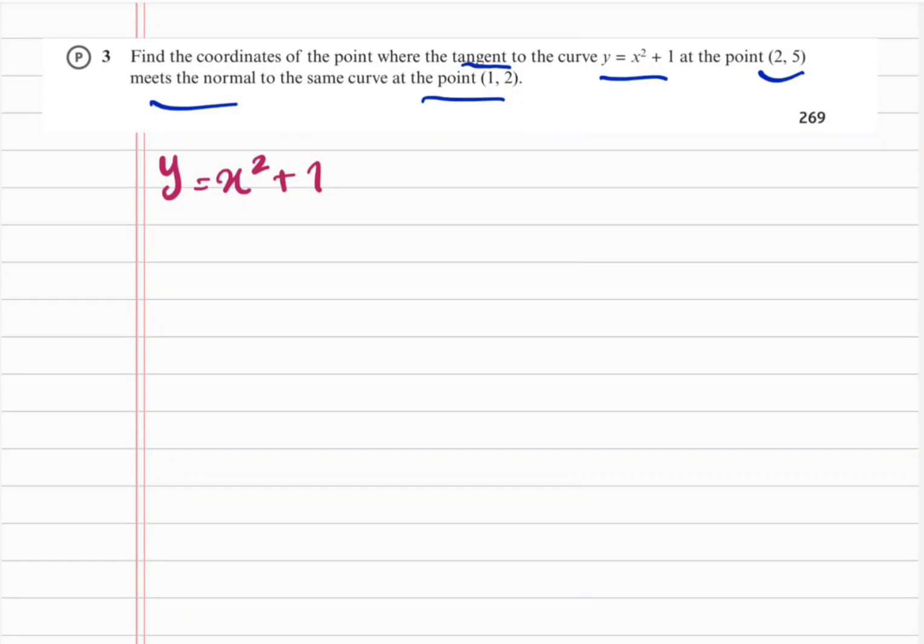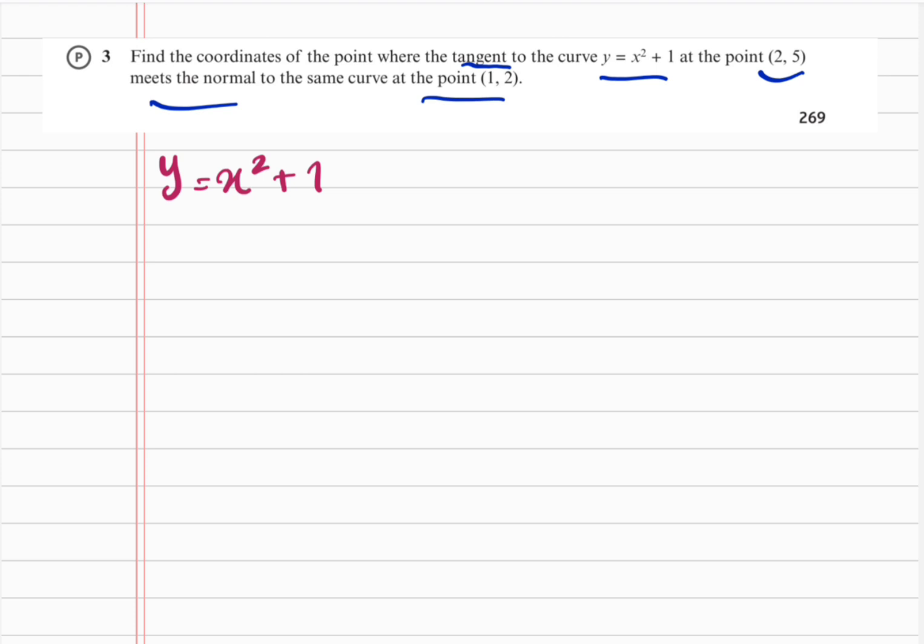Hi everyone, this video is on exercise 12 of question 3. So we have the curve y is equal to x squared plus 1, and there is a tangent to this curve at the point (2, 5). Also there is a normal to the curve at the point (1, 2), and we want to know the point of intersection of the normal and the tangent to the curve.